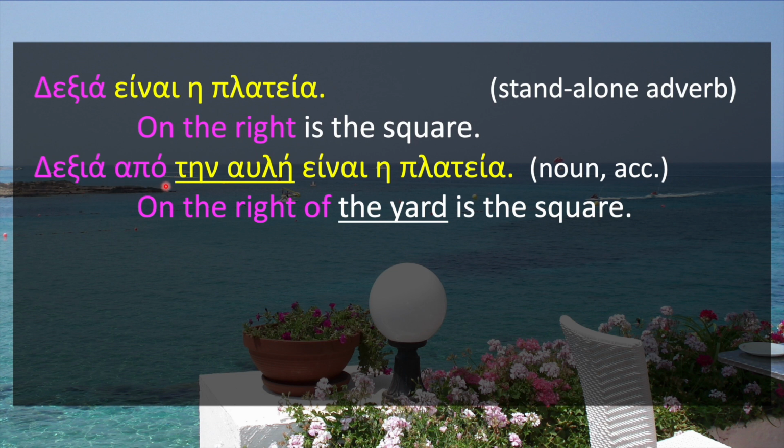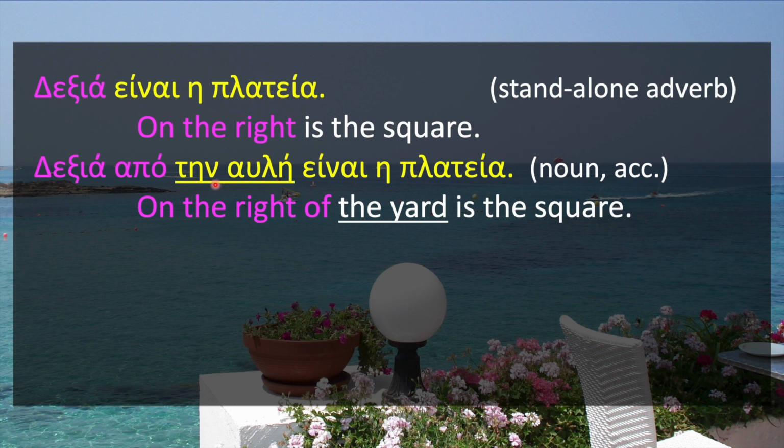Δεξιά από την αυλή είναι η πλατεία. So we have the noun την αυλή in the accusative case. In order to say on the right of the yard, we need the preposition από. So, δεξιά από την αυλή. On the right of the yard is the square.